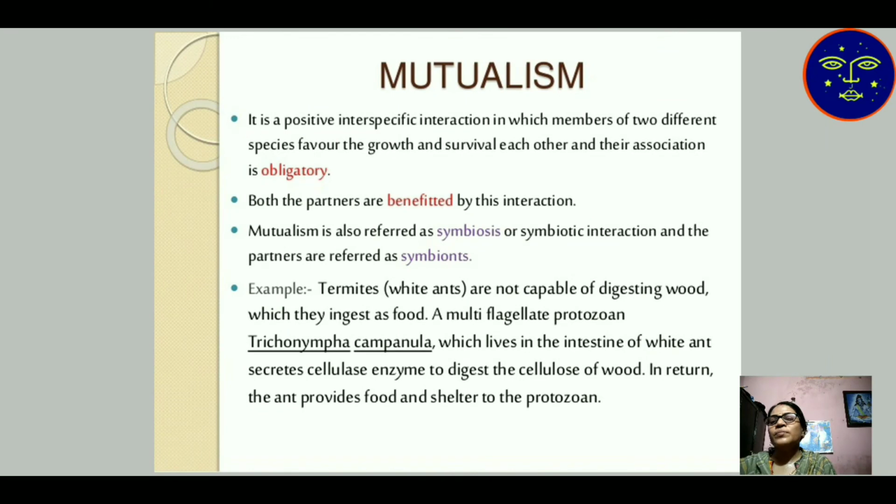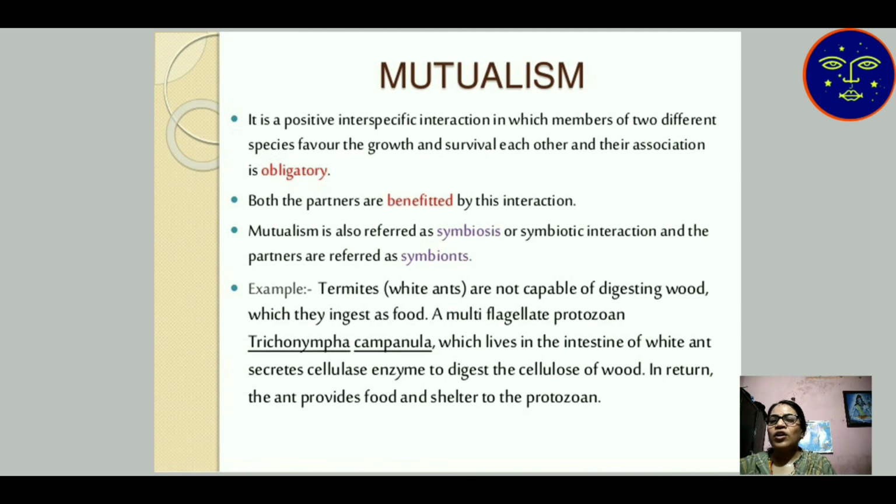Then mutualism. It is a positive interspecific interaction in which members of two different species favor the growth and survival of each other, and their association is obligatory. Both the partners benefit. It is known as mutualism. Mutualism is also referred to as a symbiotic interaction, and the partners are referred to as symbionts.